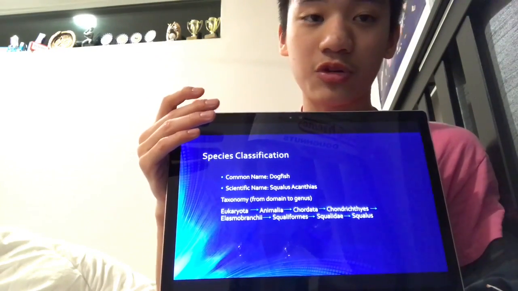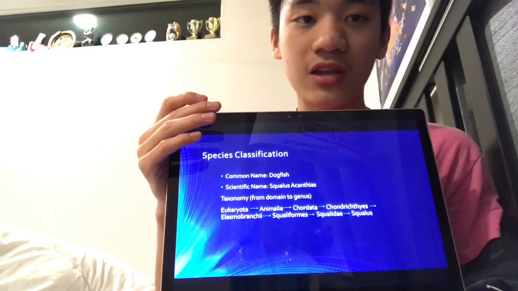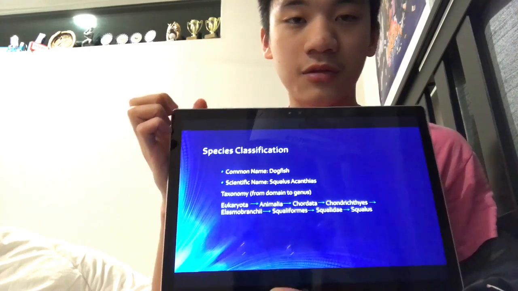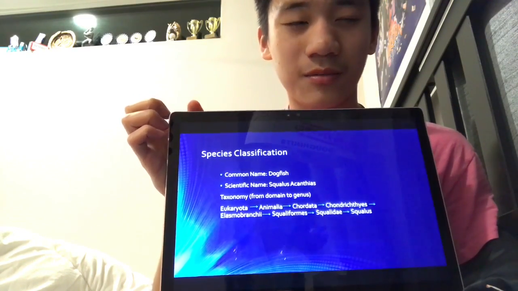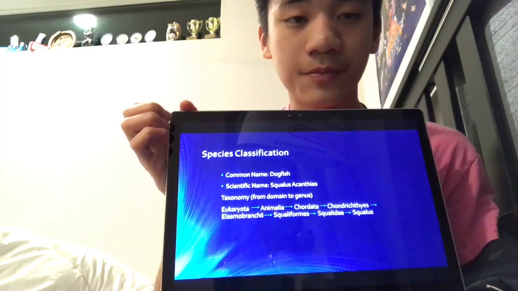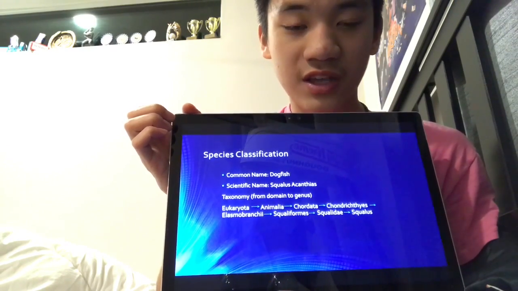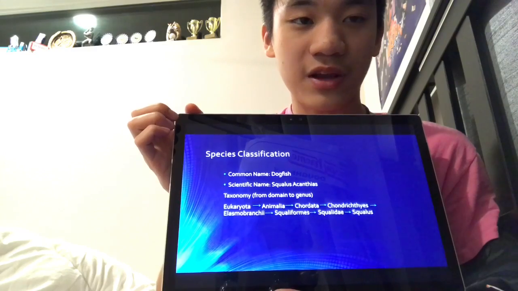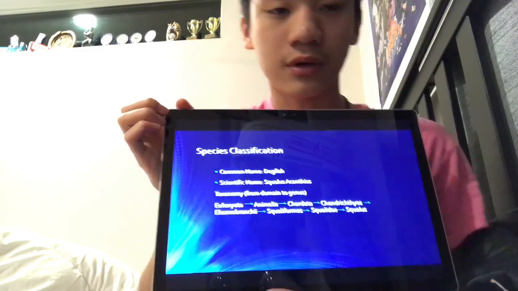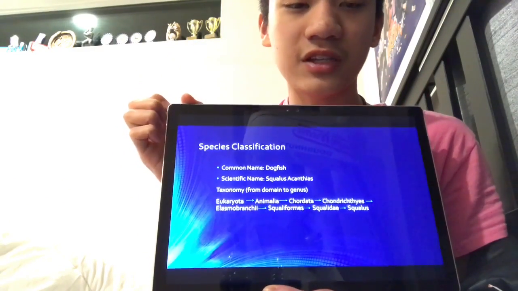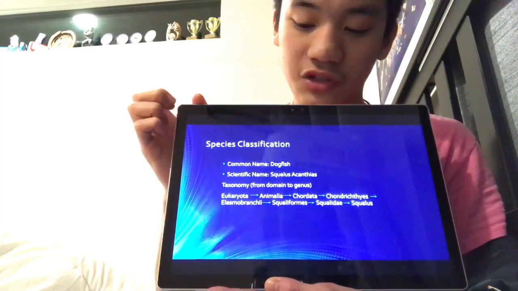Its taxonomy from domain to genus is: domain, Eukaryota; kingdom, Animalia; phylum, Chordata; class, Chondrichthyes; subclass, Elasmobranchii; order, Squaliformes; family, Squalidae; and its genus is Squalus.